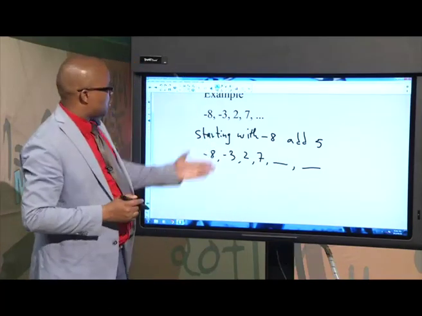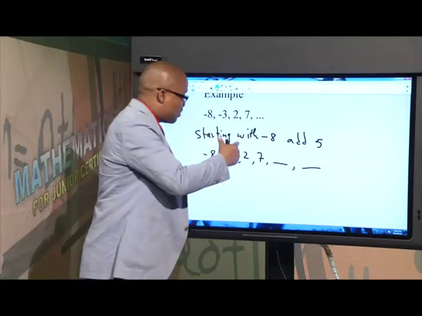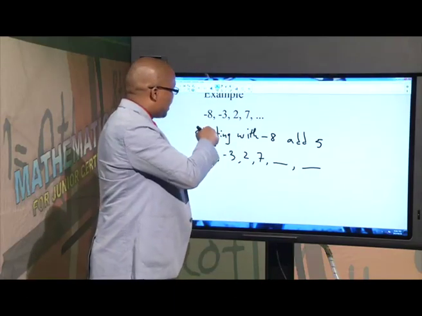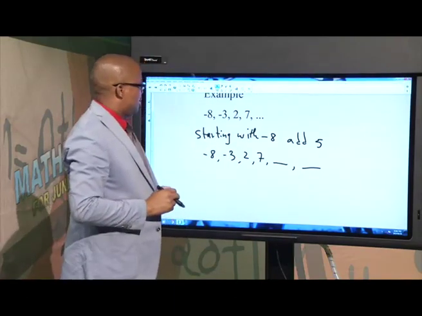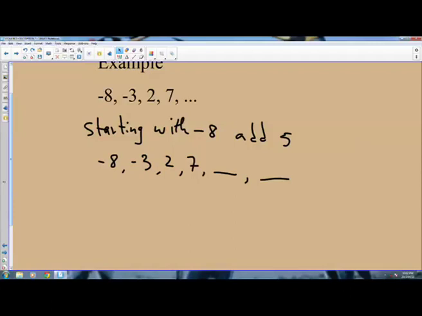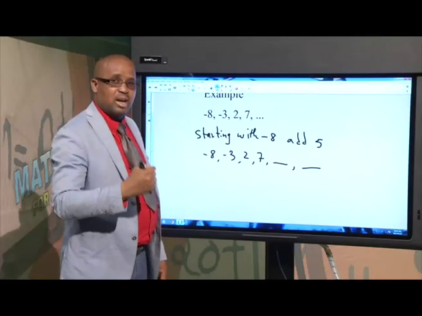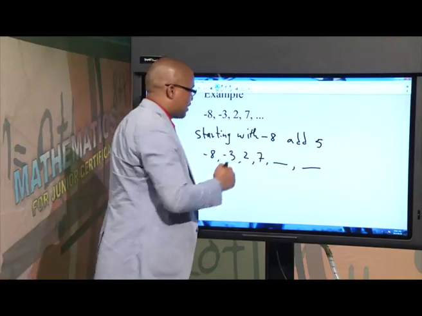Now, we've got 7. And we're saying, starting with minus 8, add 5. Minus 8 plus 5 is minus 3. Then minus 3 plus 5 is 2. 2 plus 5 is 7. So the pattern continues. You can see that every time you are adding 5 to the previous term so that you get the next. Now, you will add 5 to this 7.